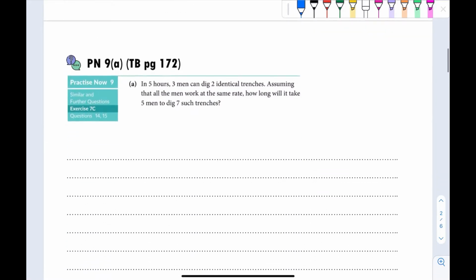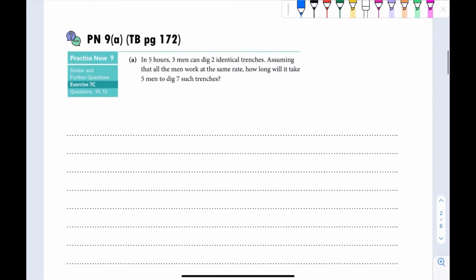Next, let's look at practice now 9 in your textbook page 172. You look at 9a only. In question 9a, it says that in 5 hours, 3 men can dig 2 identical trenches. Assuming that all the men work at the same rate, how long will it take 5 men to dig 7 such trenches? There are some slight differences between practice now 9 and practice now 8.